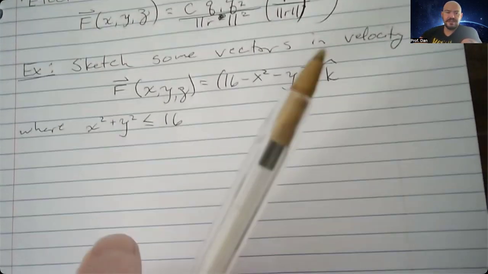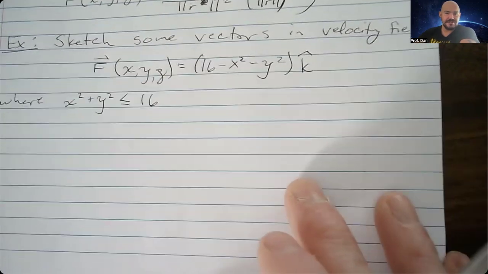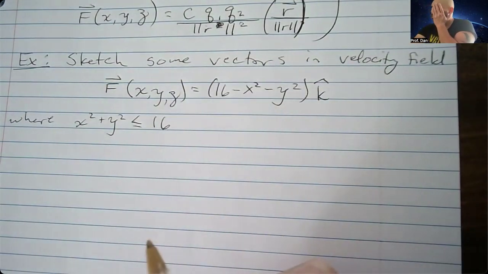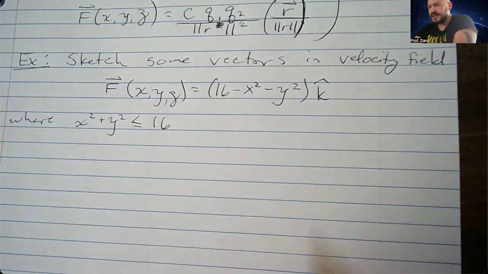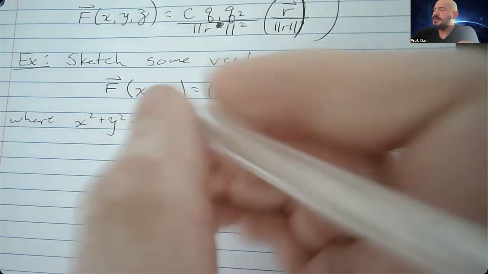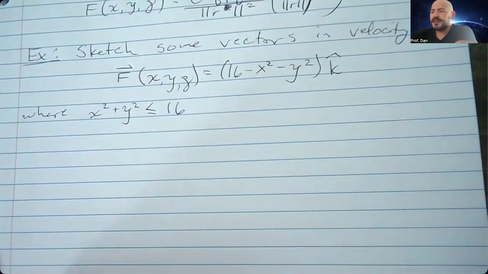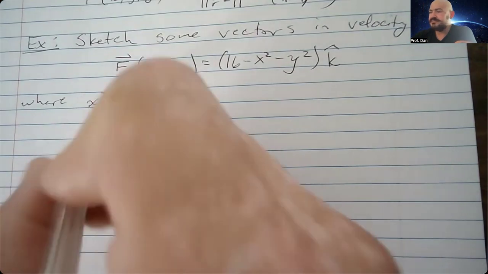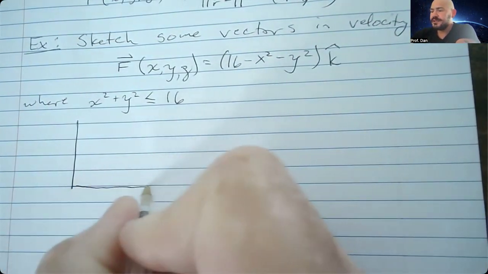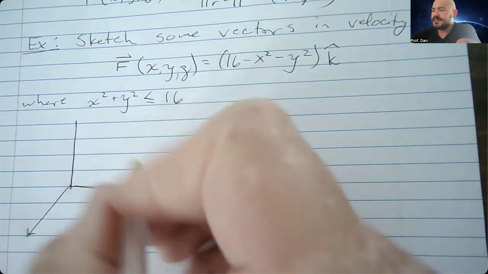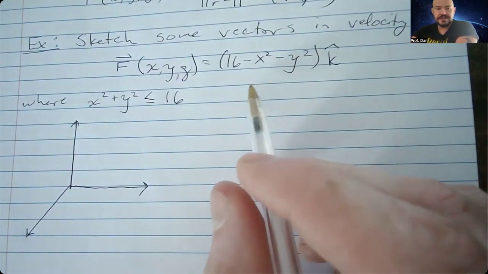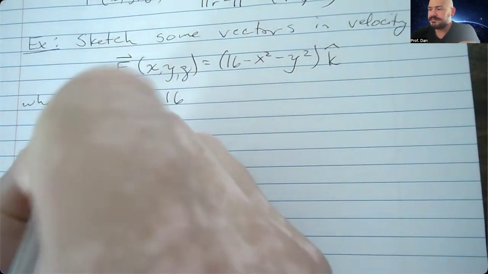In the meantime, let's look at an example where we sketch some vectors in a velocity field. Velocity field again is a type of vector field. And notice here that for this vector field, there's only a k component. So we'll start off by just graphing what the surface would look like. If you remember when we talked about the graphs of functions of two variables, this is going to end up making a paraboloid.